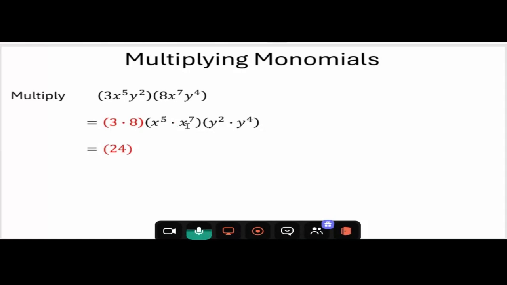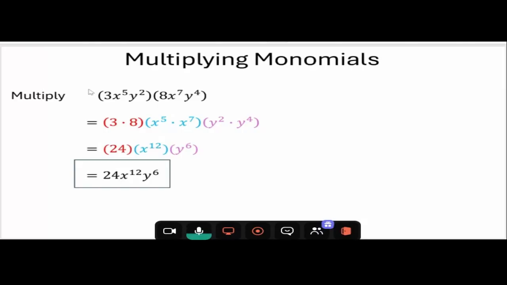X to the 5th times x to the 7th, we are multiplying with the same base, so we add the exponents. 5 plus 7 is 12. Y squared times y to the 4th, we're multiplying with the same base, so we add the exponents, right? So not 5 times 7, 5 plus 7. But out at the front, this is just 3 times 8, so you multiply: 24. But this is x to the 5th times x to the 7th, multiplying exponents that have the same base, add the exponents. And then we wouldn't write it with all those unnecessary brackets. We would just write 24x to the 12th y to the 6th.